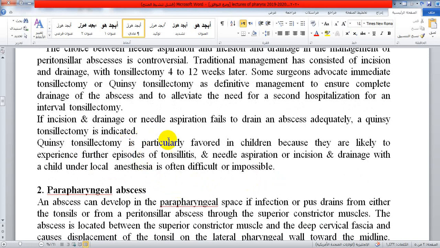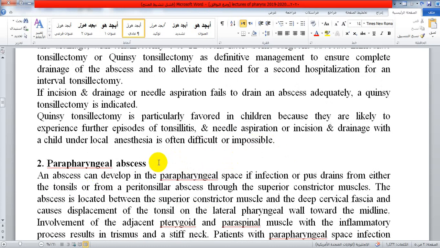If incision and drainage or needle aspiration fails to drain an abscess adequately, a quinsy tonsillectomy is indicated. Quinsy tonsillectomy is particularly favored in children because they are likely to experience further episodes of tonsillitis, and needle aspiration or incision and drainage with a child under local anesthesia is often difficult or impossible.